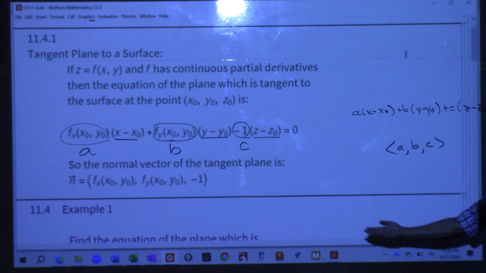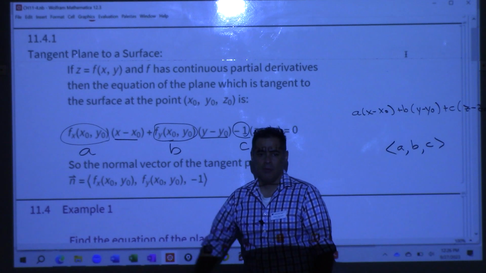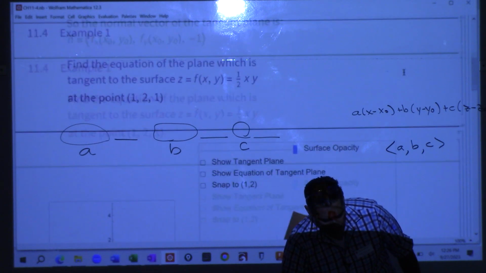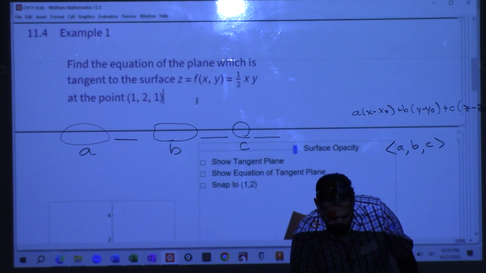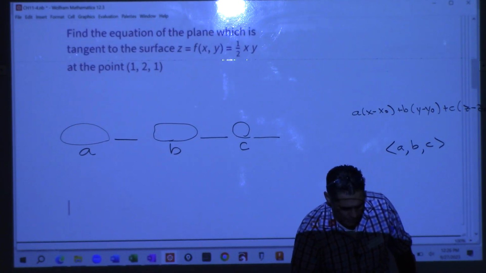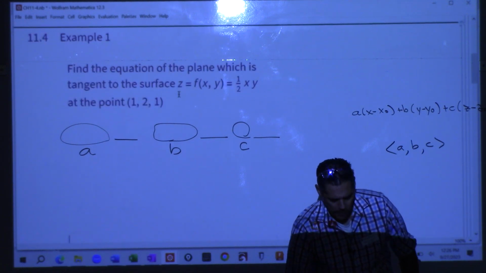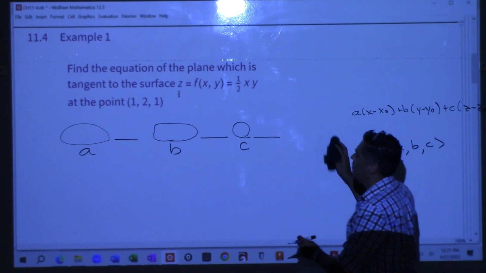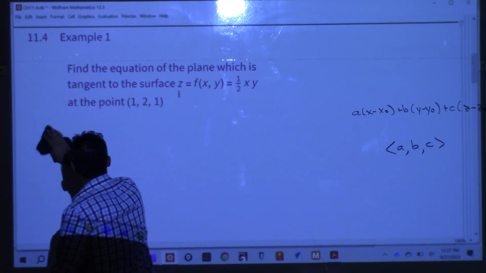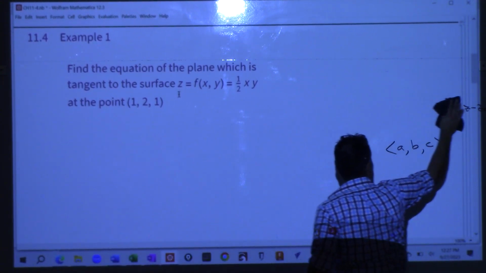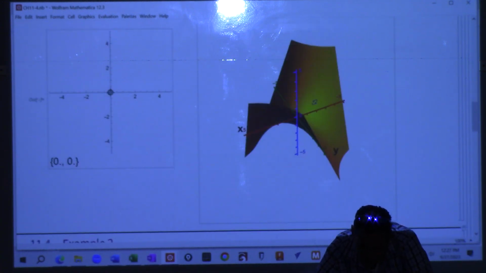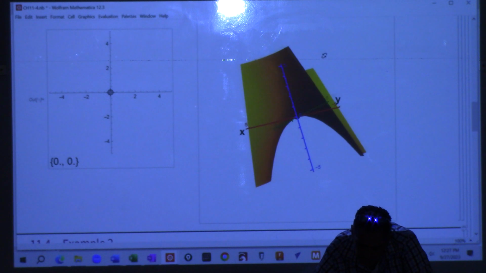All right, there it is. So we should be able to do that pretty easily, I think. So here's a surface, f of x y equals 1/2 x y. This is a picture of this surface, just so you see it. That's the surface right there, okay?